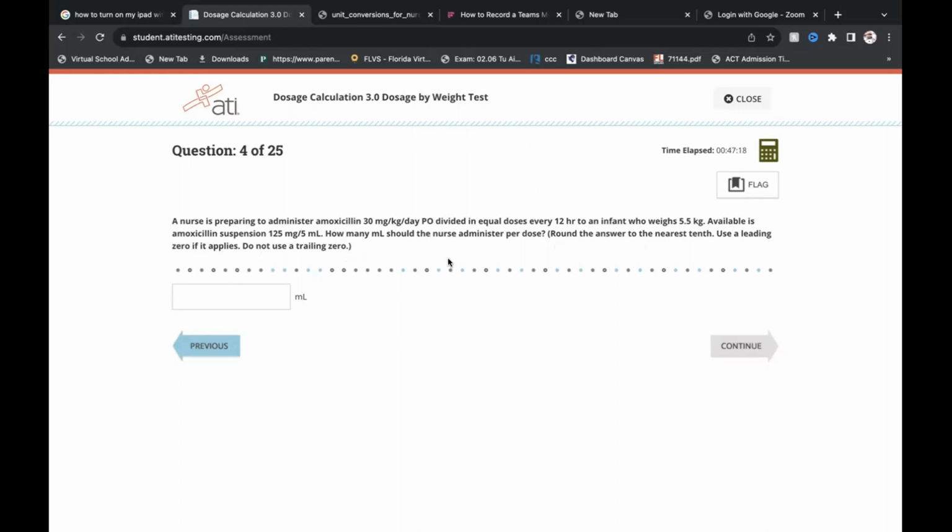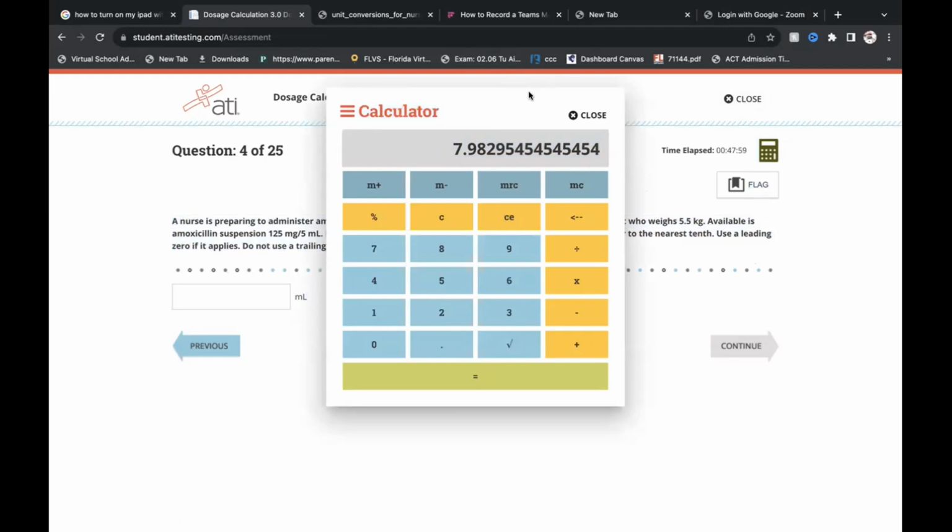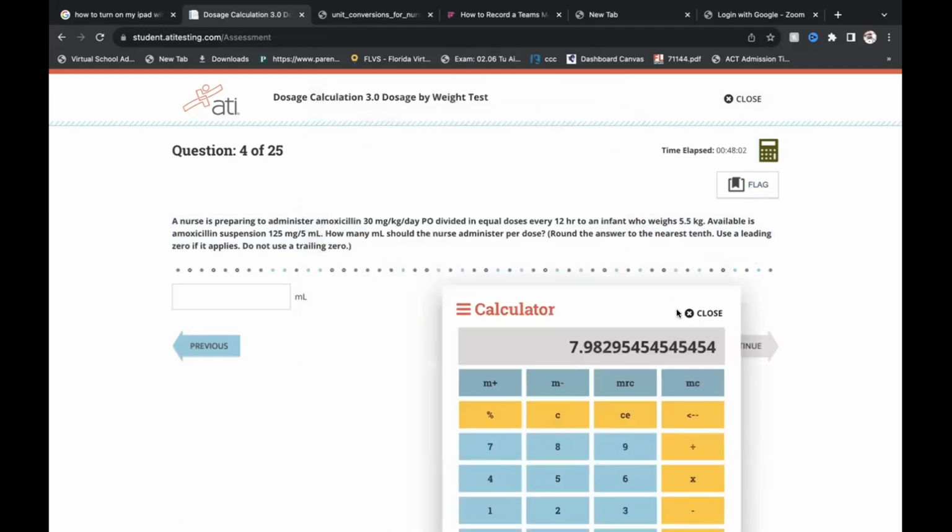Do not use a trailing zero, which means that we're going to have one number after the decimal point. We could have a zero in the front, but no zeros at the end. That's what a trailing zero is, a zero at the end. Leading zero is the zero in the 0.5 or whatever. All right. So right here, the infant weight is already in kilograms, which makes it easy for us. It says you should administer 30 milligrams per kilogram. Since we have 5.5 kilograms, we need to multiply 30 by 5.5 so that we can know how many milligrams is going to be given to this infant.